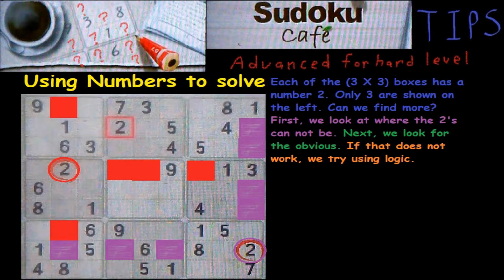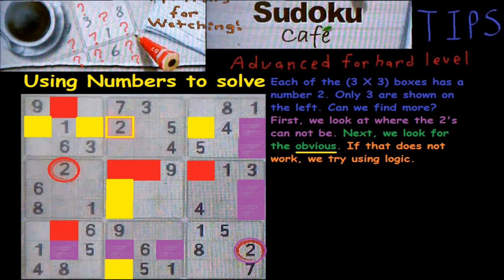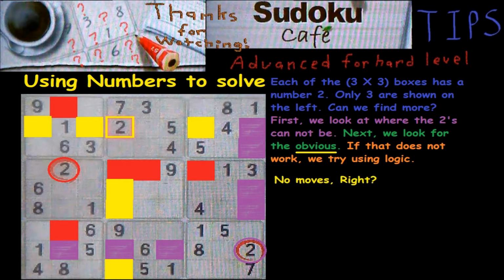All right. We're going to do the same thing with this 2 right here. And we'll highlight that in yellow just to show the difference there. Can't have a 2 there. Can't have a 2 there or there. And, of course, going down, can't have a 2 in those spots as well. Now we look for the obvious. And in this case, most of the time you're going to find an obvious move.